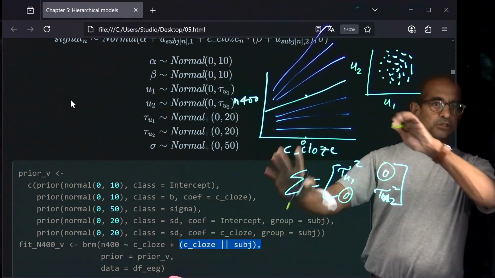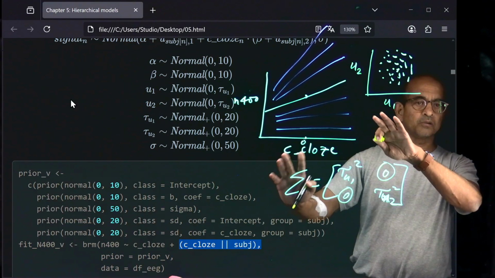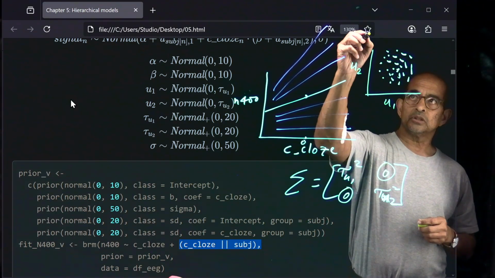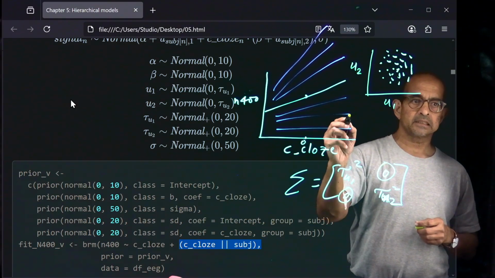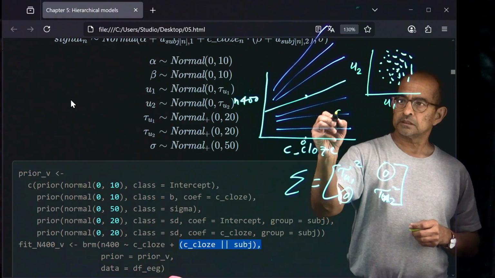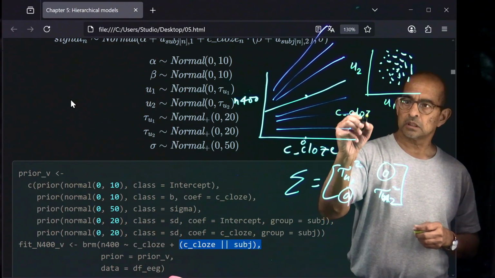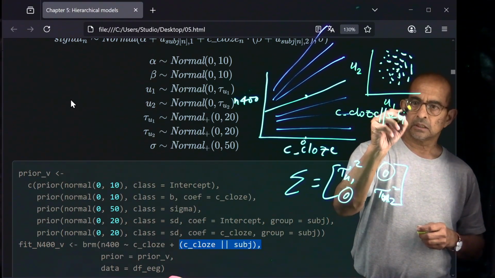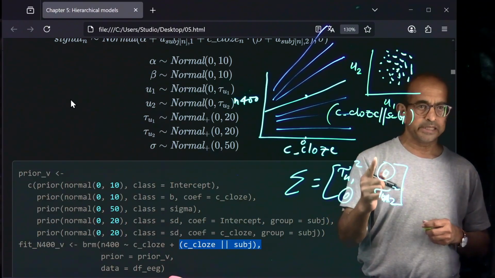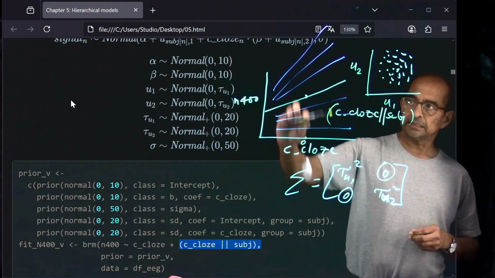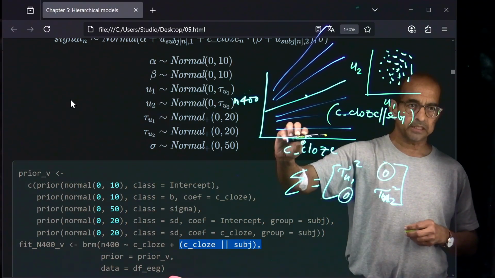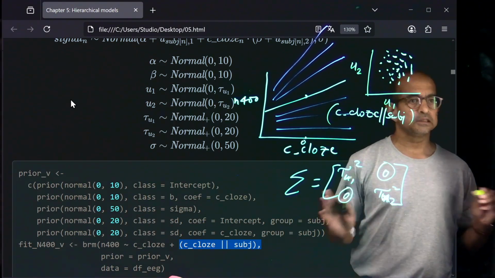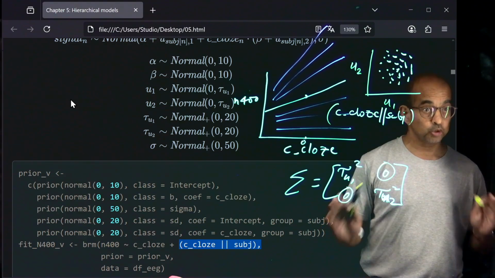So keep these two pictures in your mind when thinking about the assumption when you write C close double vertical bar subject. This is the scenario that we are actually assuming, that there are varying intercepts and slopes by participants, but the correlation between the varying intercepts and slopes is assumed to be zero.